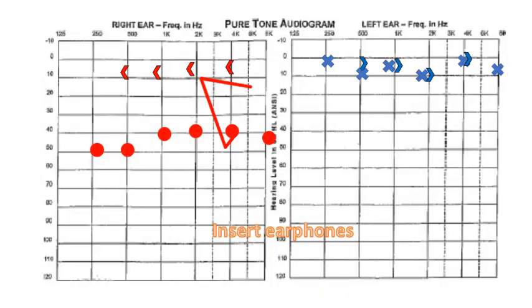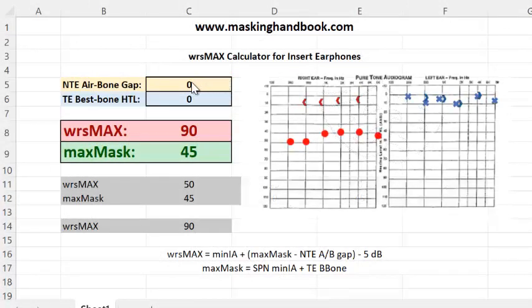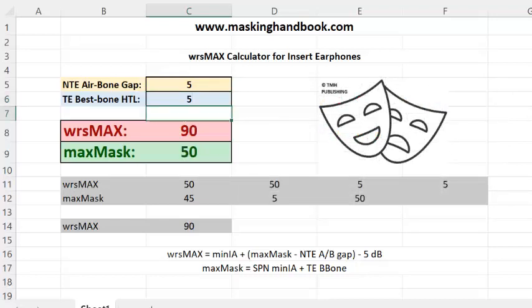Here, the best bone conduction threshold from the right ear is 5 dB, and the largest air bone gap from the left side is 5 dB as well. Let's enter these values into the spreadsheet. We'll enter 5 dB as the non-test ear largest air bone gap, and we'll enter 5 as the best bone conduction threshold from the test ear side. And we see that the highest possible level of testing for WRS in the right ear is 90 dB, and the maximum safe masking level to the left side would be 50 dB.